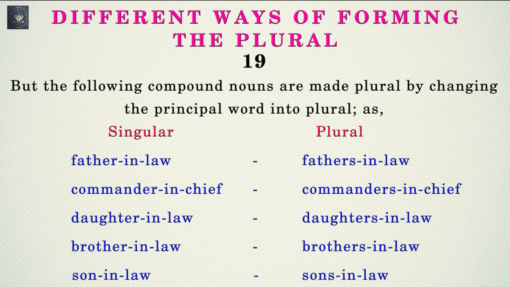Rule number 19. But the following compound nouns are made plural by changing the principal word to plural, as father-in-law, fathers-in-law. Here, the principal word is father. Commander-in-chief, commanders-in-chief. Daughter-in-law, daughters-in-law. Brother-in-law, brothers-in-law. Son-in-law, sons-in-law.